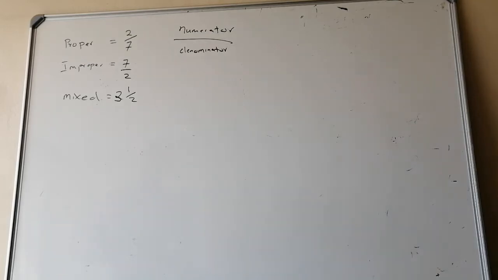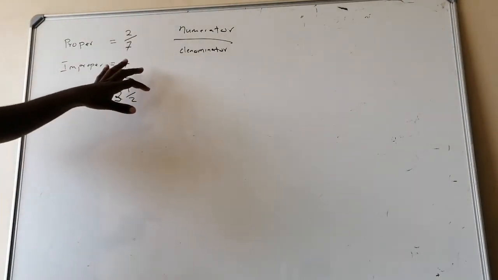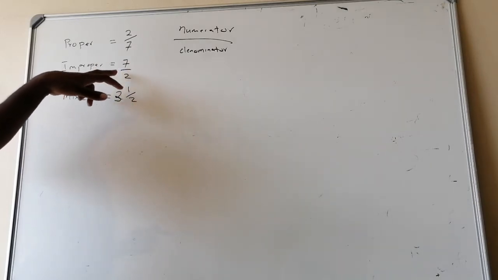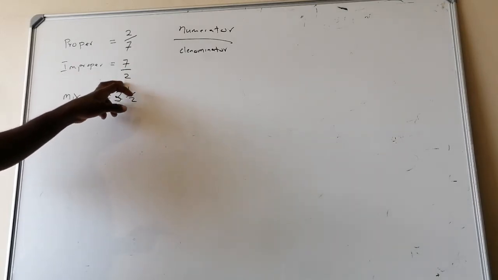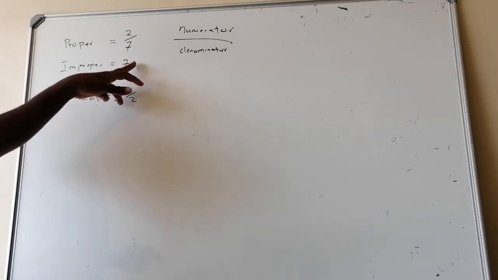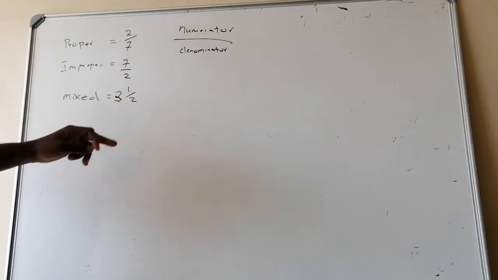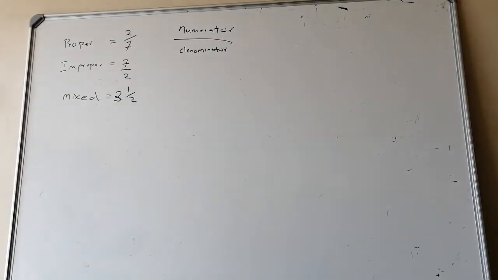So we also have what we call mixed fractions. Mixed fractions derive from improper fractions. If we divide 7 by 2, 2 goes three times, and then leaves a remainder of 1 over 2. That is what we call the mixed fractions.